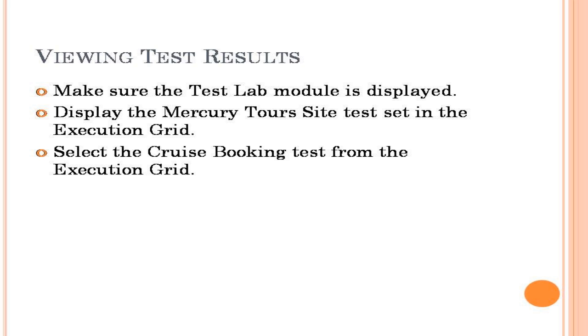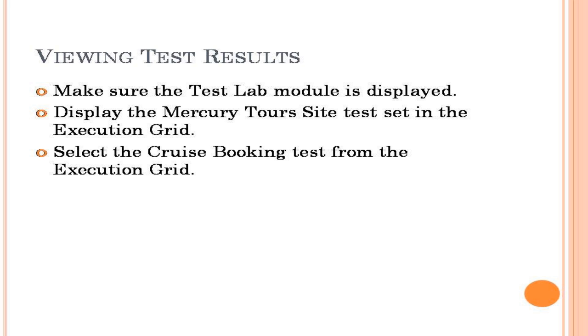To view test results, 1. Make sure the Test Lab module is displayed. If the Test Lab module is not displayed, click the Test Lab button on the sidebar. Choose View Test Sets Tree to display test sets in the test sets tree. 2. Display the Mercury Tours site test set in the Execution Grid.